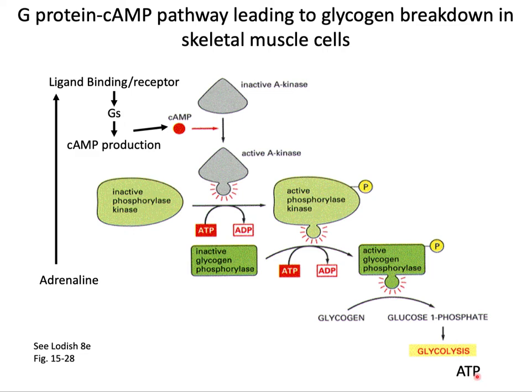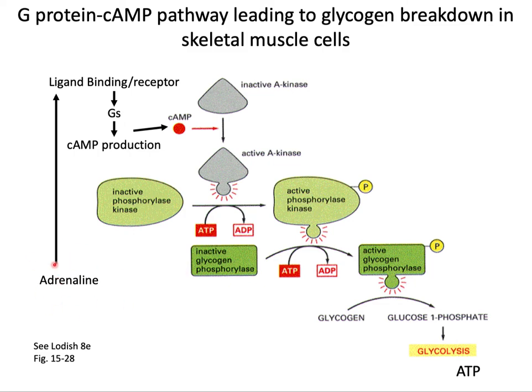In the skeletal muscle, the major storage for energy is glycogen, which can be readily converted into glucose 1-phosphate, and then the glucose 1-phosphate can enter into the glycolytic pathway, and the end result is, of course, ATP. So adrenaline is a signaling molecule that can induce a signaling pathway that results in the breakdown of glycogen to glucose 1-phosphate and induce glycolysis and the production of ATP. So that's what is shown in the slide.